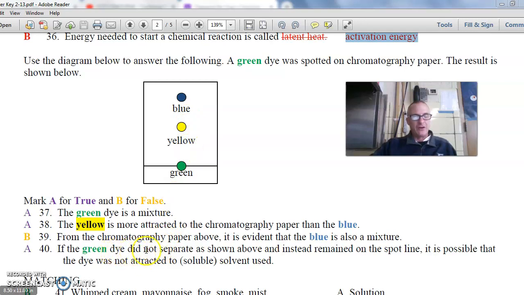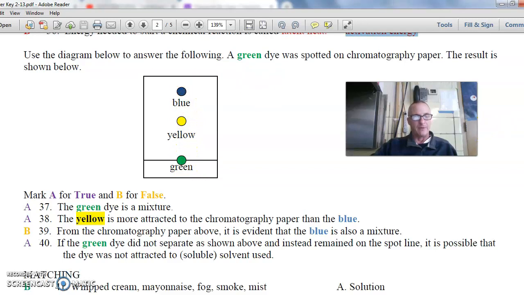Number 40, if the green did not separate at all. In other words, if the green spot just stayed here as the solvent went up the paper, it would be possible that this green dye was not attracted at all to the solvent. And that is true. If the green dye was attracted to the solvent, the solvent would pull it up the paper as the solvent traveled up the paper.